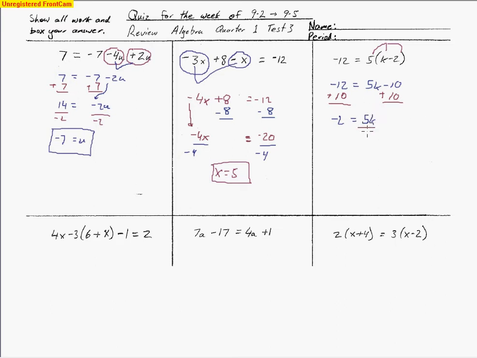So I go ahead and divide by 5 on all sides, and I've got a fraction. So we leave the answer as reduced fractions, so we can just write it as -2/5 equals x, or k in this case.